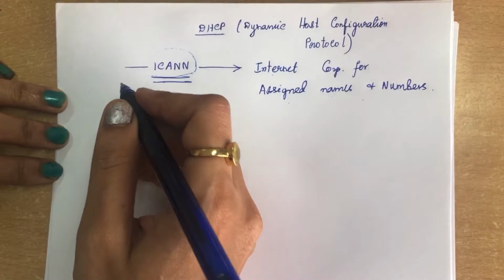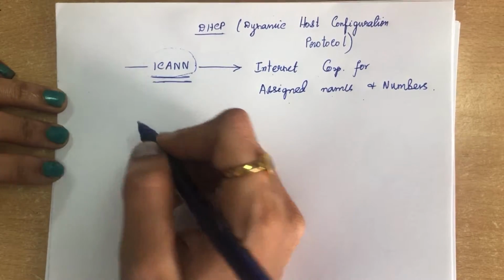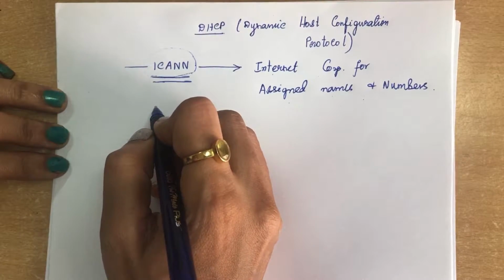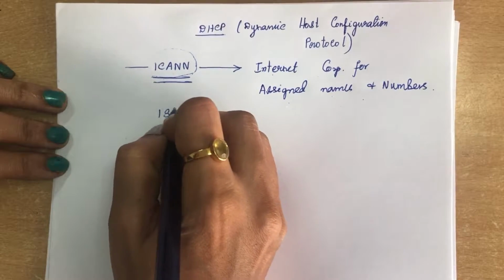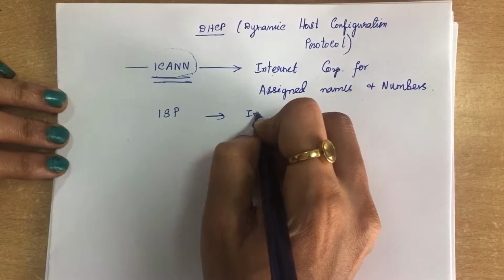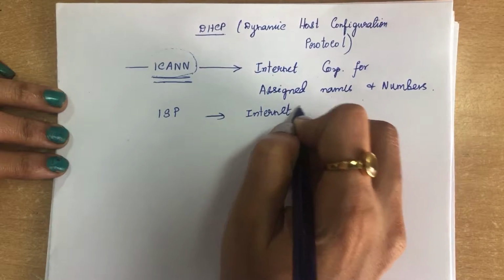Suppose a small organization wants to receive a set of IP addresses. They will receive the IP addresses from internet service providers.